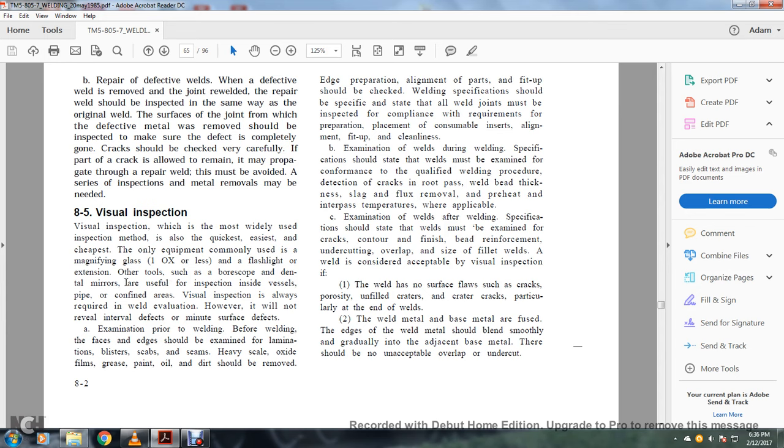Dental mirrors are often used for inspection, along with a visual pipe for confined areas. Visual inspection is also required with weld evaluation. However, it will not reveal internal defects and minimal surface defects.